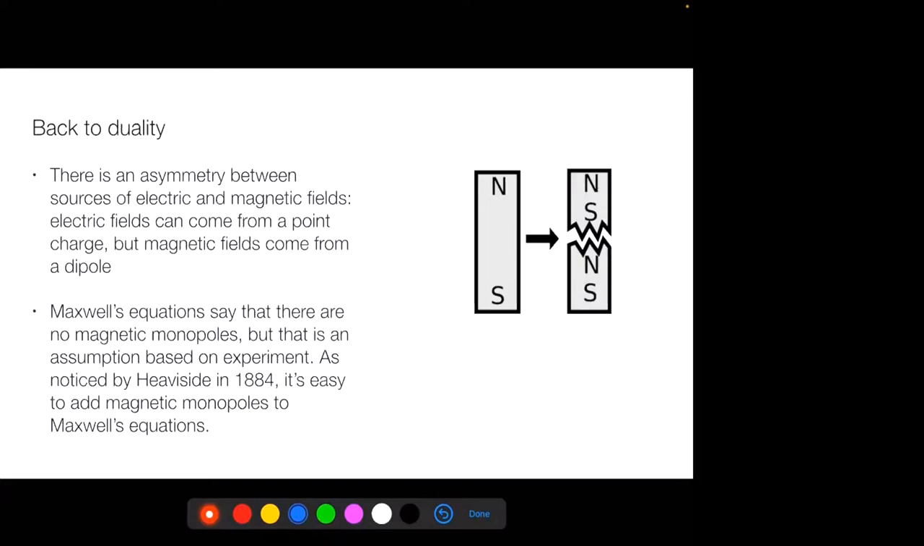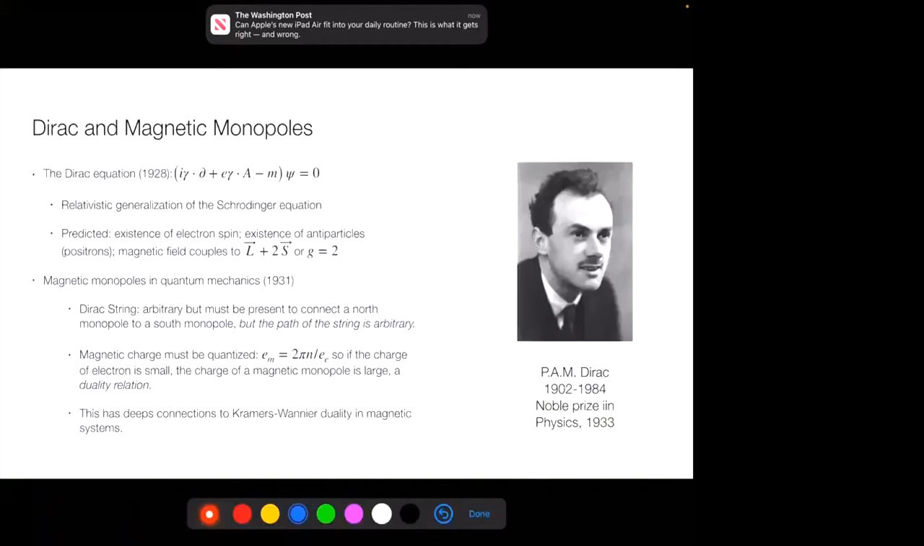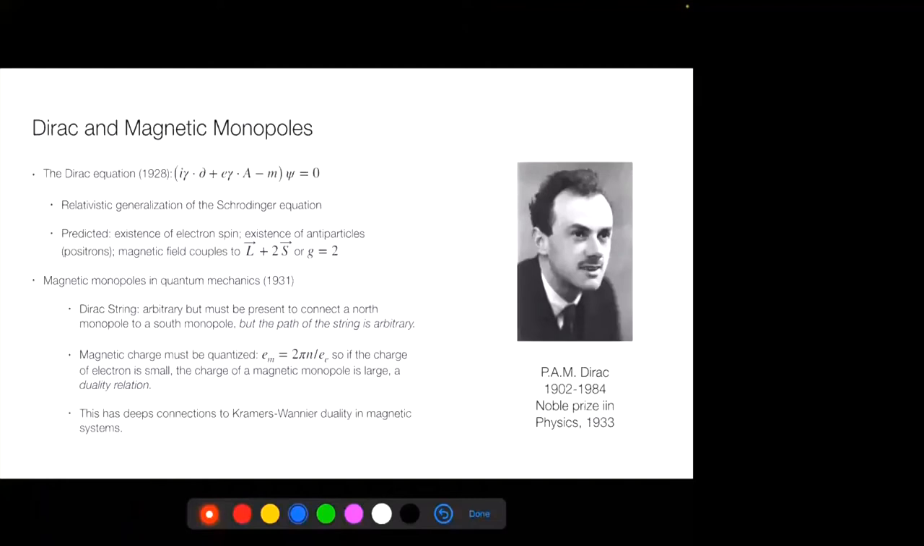But Heaviside noticed back in 1884 that it's easy to add magnetic monopoles to Maxwell's equations, and it's something you can do. And back in the 20s and 30s, the early days of quantum mechanics, Paul Dirac, the brilliant British Nobel Prize winner, noticed something special about magnetic monopoles.